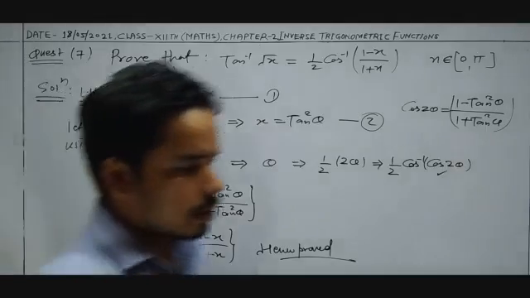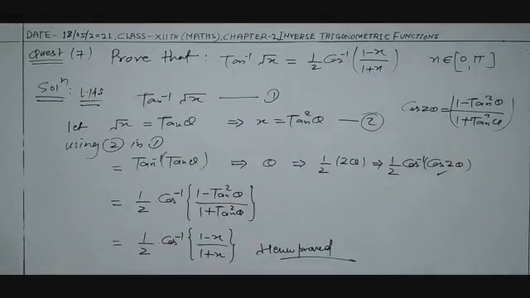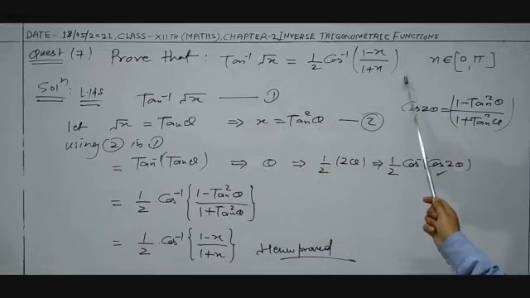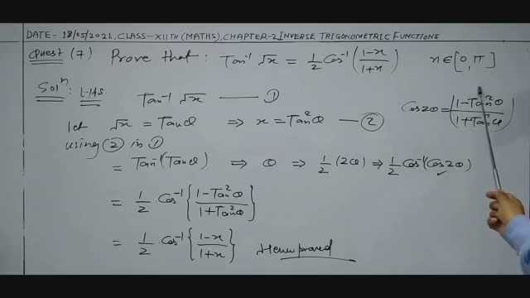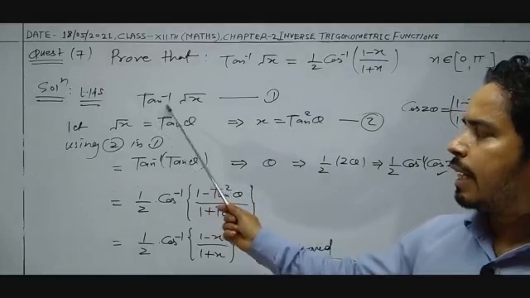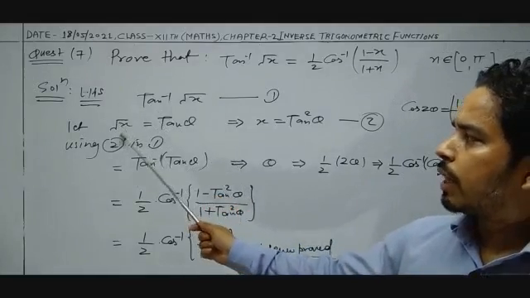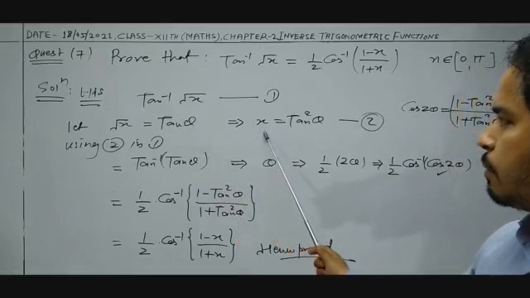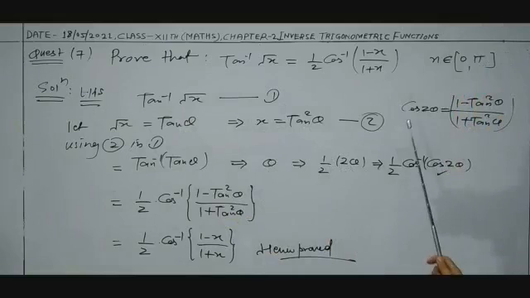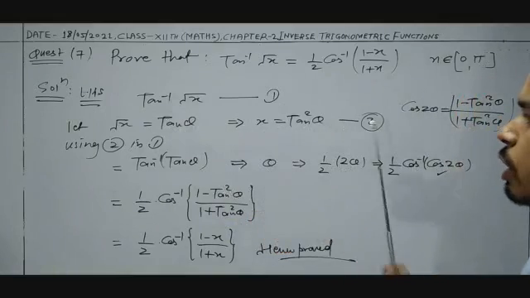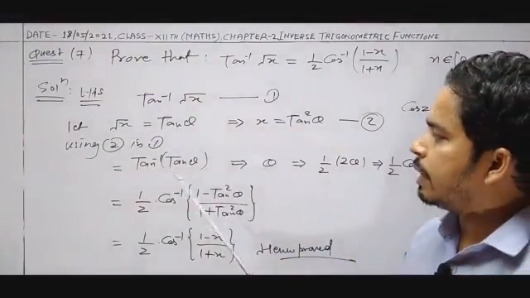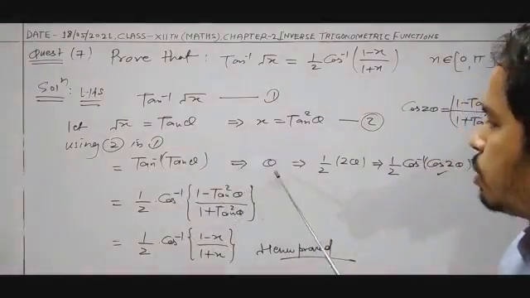See again, prove that tan inverse root x is equal to 1 by 2 cos inverse of (1 minus x) whole upon (1 plus x), x belongs to 0 to pi. So you will consider the left hand side, tan inverse root x. Let us consider root x equal to tan theta. This implies, squaring both sides, x is equal to tan square theta. Consider equation 2. In the place of root x, you will put the value tan theta. So tan inverse tan theta is equal to theta.